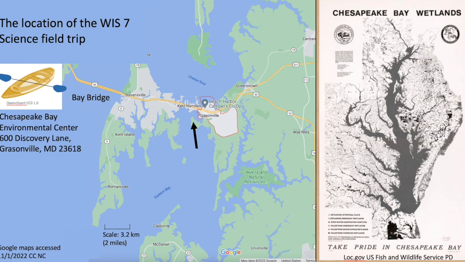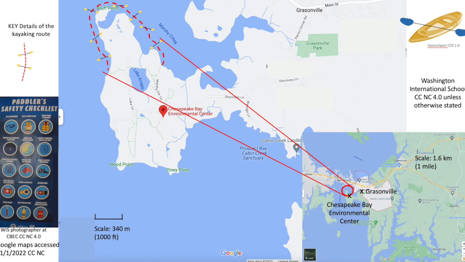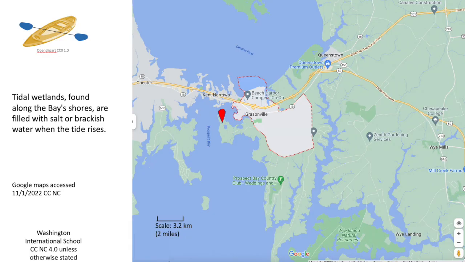And so our location: coming over the Bay Bridge and then a few miles beyond with a right turn. Looking more closely at the area of the Chesapeake Bay Environmental Center, the dotted line on the map is showing where the intrepid kayakers went. It wasn't just a single route. We returned by the same one and got out at the same point. And tidal wetlands are found all the way along the shores of the Chesapeake Bay, with lower salt content than the main part of the Atlantic Ocean.